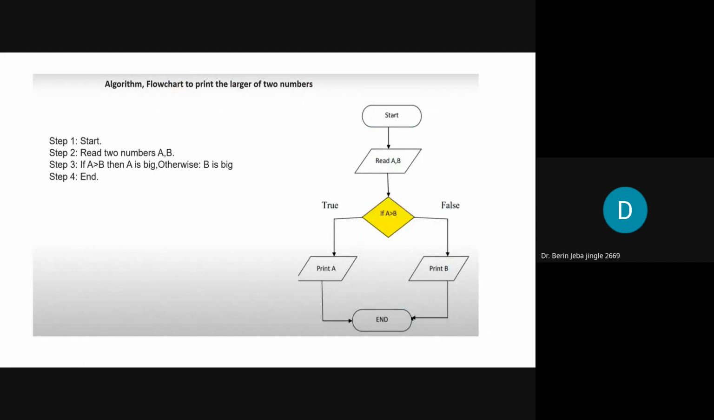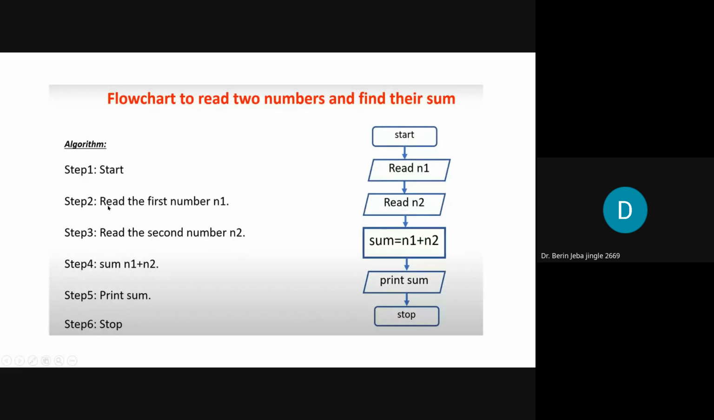Now we can see a flowchart using a decision box. Here two numbers are given, for example A and B, and we have to check which number is greater, either A or B. For that, first of all, we can go with an algorithm. First start, then we read two numbers. In this manner you can write: read the first number A, read the second number B.